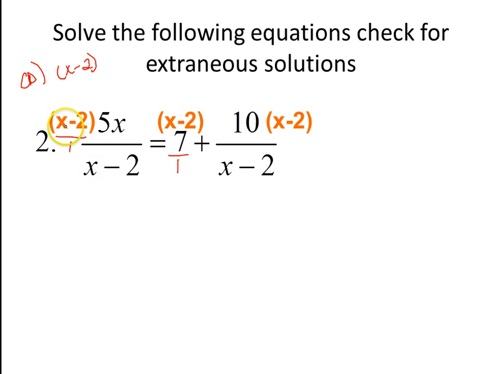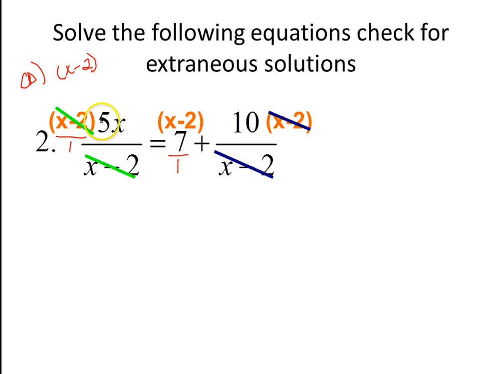So again, what's on the top, what's on the bottom that we can cancel? That x minus 2 right here, can we cancel anything? This x minus 2 does not cancel with the bottom. So that one stays. On the third one, though, again, x minus 2 on the bottom, x minus 2 on the top, they are gone. So our denominators have now disappeared.